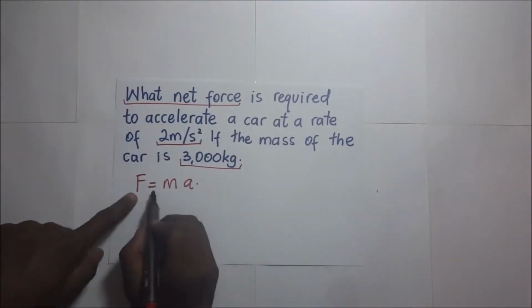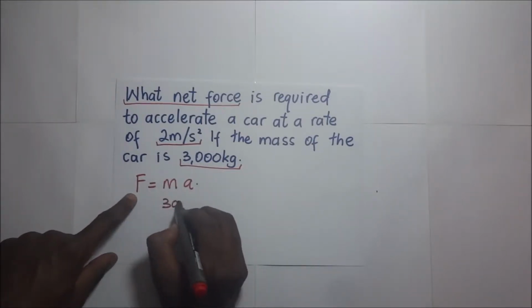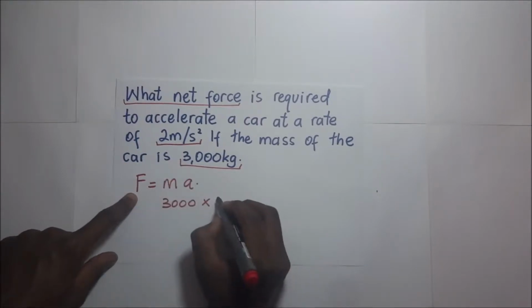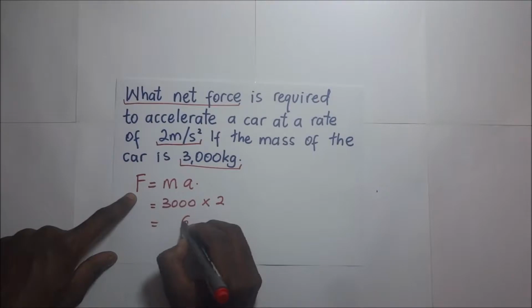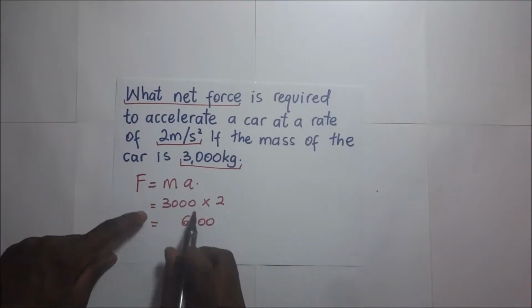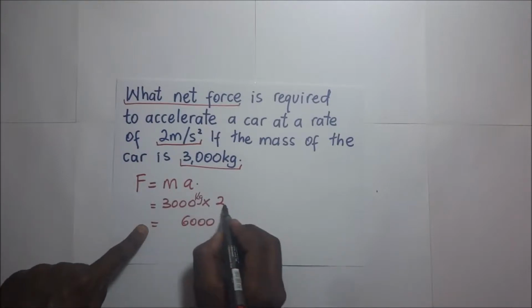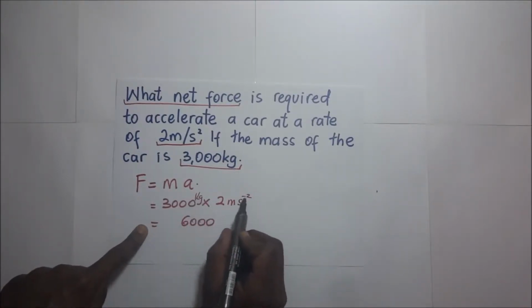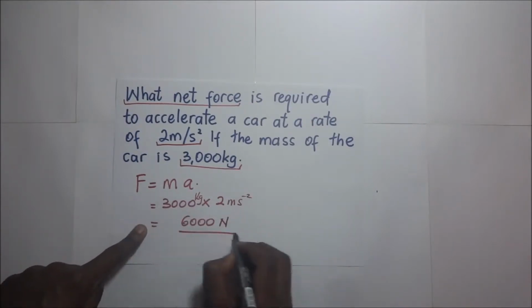So to find this force, it is going to be equal to the mass. Now our mass is 3,000 kilograms, multiplied by the acceleration, which is 2 meters per second squared. And of course our answer here will be 6,000. This mass is in kilograms, this is in meters per second squared. So kilograms meters per second squared, when those two are multiplied, gives us a newton. So this is 6,000 newtons.